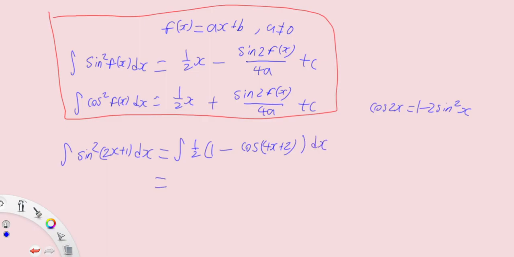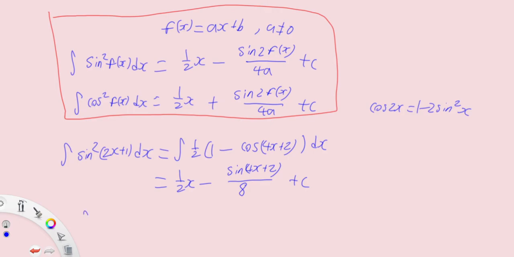And then I will have half of x minus sine of 4x plus 2, over 2 times 4, because the derivative of 4x plus 2 is 4, then times the half, so 8, plus c. You notice it holds with the formula here, where sine 2f(x) is basically sine of 4x plus 2, and the derivative of f(x) is, in this case, 2, because f(x) is 2x plus 1.